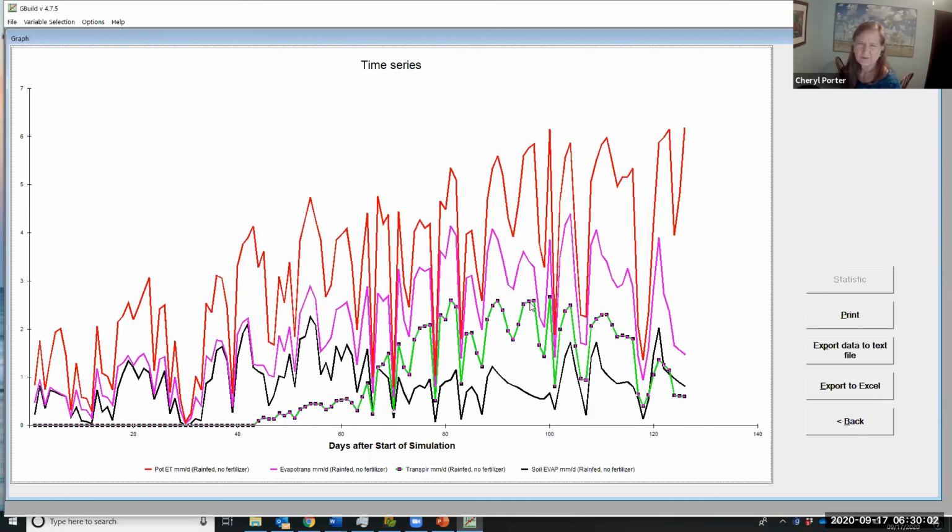So one of the reasons for that is that the irrigated high nitrogen plant, it's just a bigger plant. It has more roots. It can pull more water out of the soil. And so that transpiration amount was much higher.